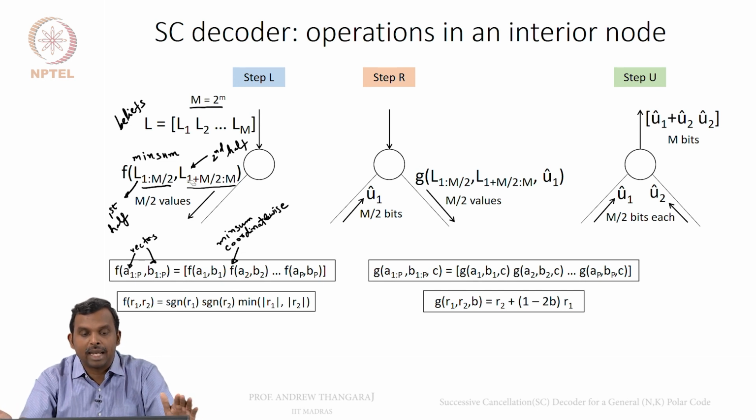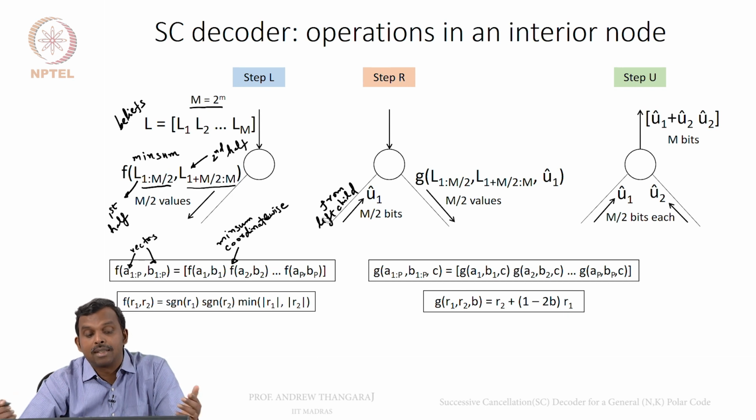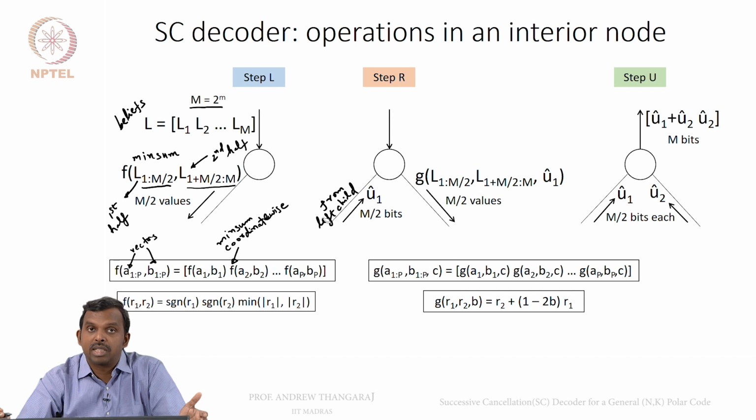Now the next time this node comes into operation, it will receive something from the left child. So this is from the left child. I have not shown that node here, but there is a node there which sends m by 2 bits. So when the left child is done finishing all the processing, it will send the bits back to its parent, and that is the step here. So once that happens, the same node gets activated once again. So it has to do the next step, which is step R.